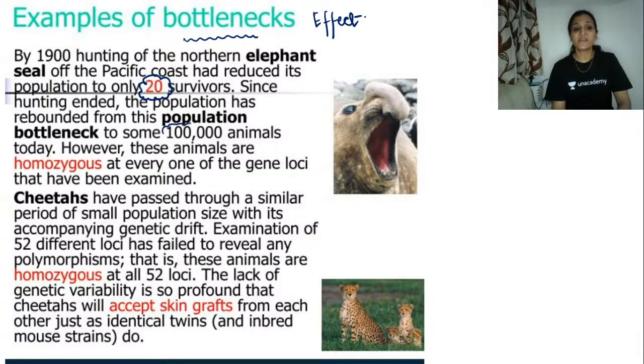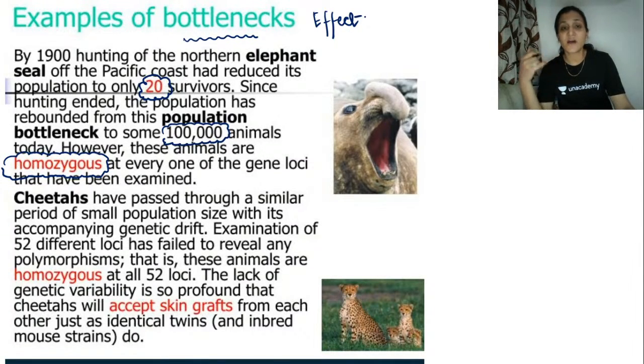So in 1900, when the population was reduced to 20 and a check was made on their hunting, now they cannot be hunted, they again took their natural size in that habitat. So they again became 100,000. Now today when there are 100,000, all of these animals are homozygous at every one of the gene loci they have been examined. So homozygosity exists at each and every gene loci. It means the variation which was there in their large population is just wiped out, because from the 1900s the time elapsed is quite less. So they haven't got enough time to develop the variation also.